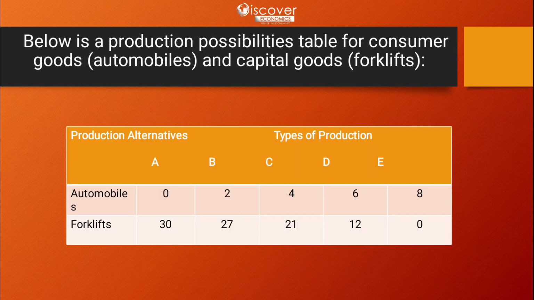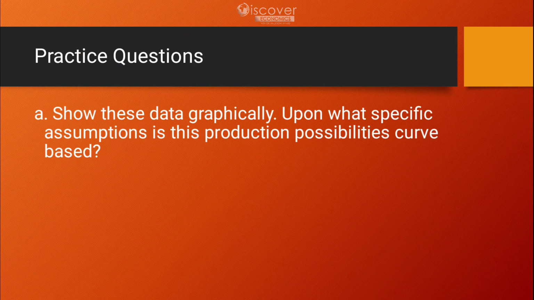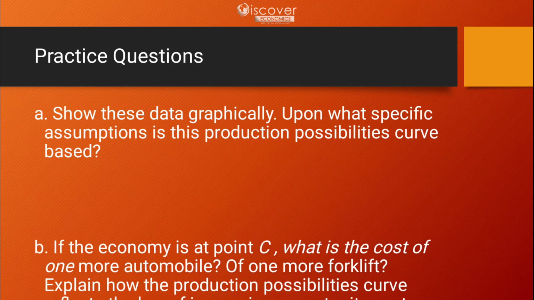Let's see an example. We are having some practical work here. Here are a few bundles of production that we can have, and we have two items to be produced, automobiles and forklifts. First of all, we need to put this data into the diagram. Let's see what the questions are here. Show these data graphically. Upon what specific assumption is this production possibility curve based? So first, the question is about the assumptions of the possibility curve.